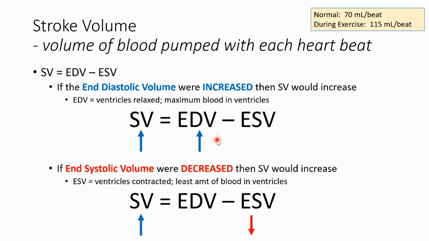End systolic volume is the amount of blood that is left in the ventricles after contraction has occurred. Well, if you have less blood left in the ventricles, that means you pushed more of it out. That's going to increase stroke volume. Again, stroke volume is the amount of blood that's actually going to leave the heart.